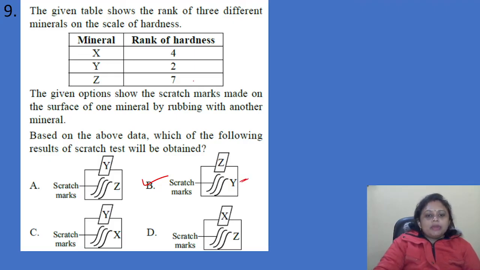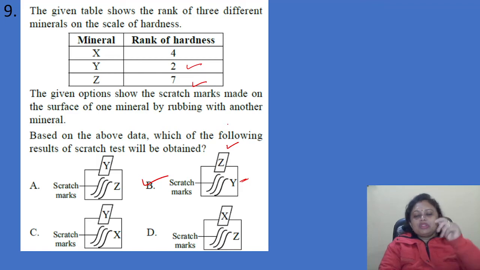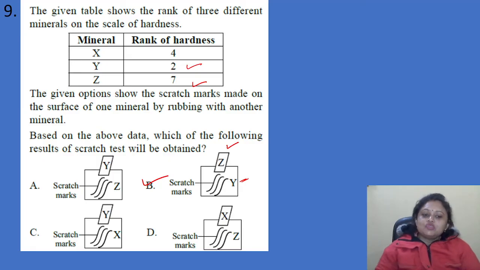Y is comparatively soft, rank of hardness is 2, and Z is comparatively hard, rank of hardness is 7. So when we scratch the soft surface using some hard surface, then scratching will occur. That's why the correct answer is option B.